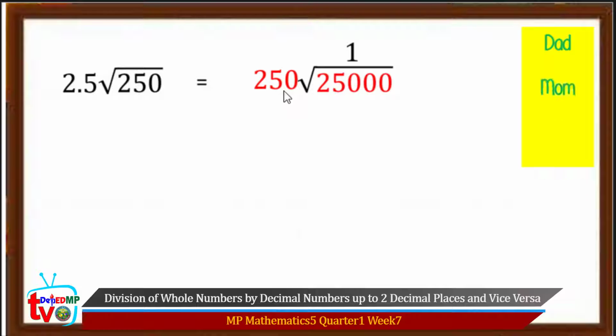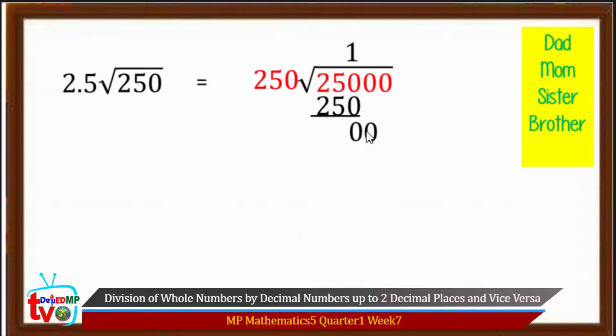Next character is mom. What are we going to multiply? The quotient and the divisor. So 1 times 250 will become 250. Next character is sister, which means subtract. What will we subtract? 250 minus 250 will become 0. Next character is brother or bring down. What will we bring down? The next digit, which is 0.